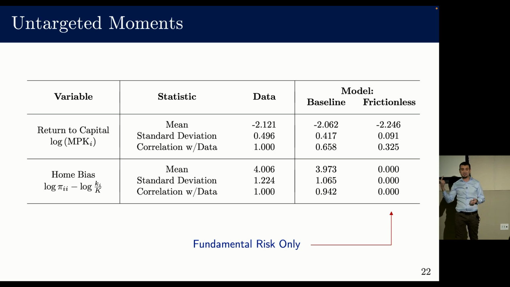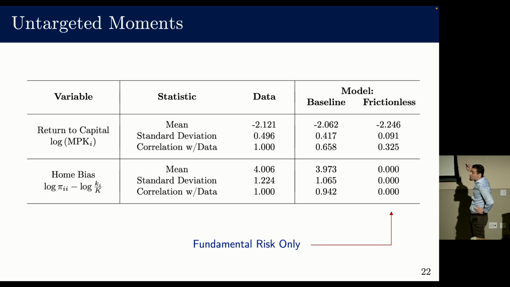We look at the mean, the standard deviation, but also the cross-sectional correlation between our model data and the actual data. Unlike the typical macro model, here we want to be more like a trade model. We want to be able to not only match the mean and the dispersion of these variables, but also predict MPK and home bias for each individual country. There are 3 columns in this table. The first one tells you the moments for the actual data. Columns 2 and 3 are the model in 2 different flavors: this is the baseline model with all the frictions, and this is the frictionless model.